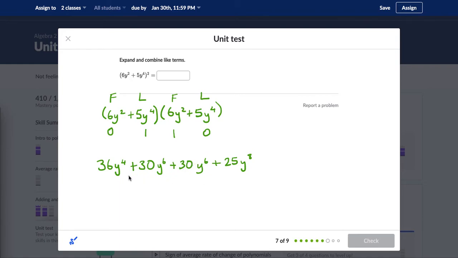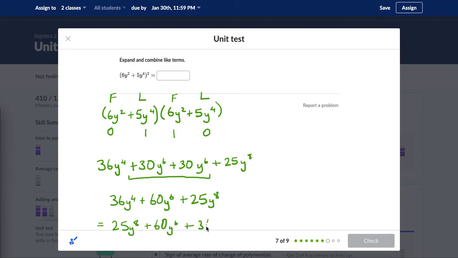Let's combine like terms right here in the middle. It's twice the middle when we're looking at quadratics here, and we get 36y to the fourth plus 60y to the sixth plus 25y to the eighth. Now, let's write this in standard form because we don't want Khan Academy to tell us that it's wrong, because they might say, no, that's not in standard form. So let's do that. So that's going to be 25y to the 8th plus 60y to the 6th plus 36y to the 4th. So that's what we got going on there.